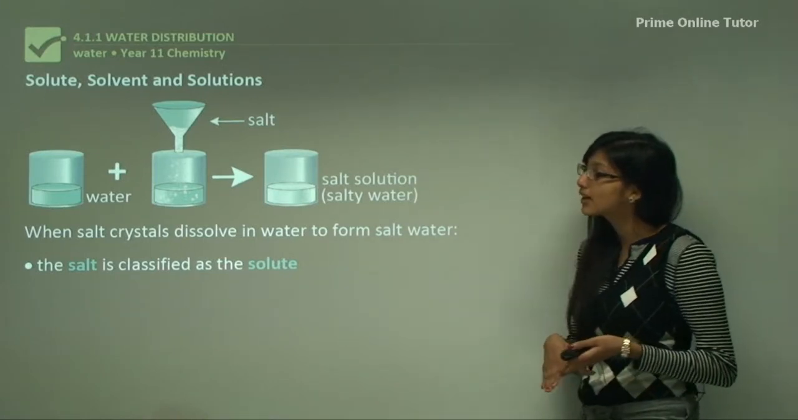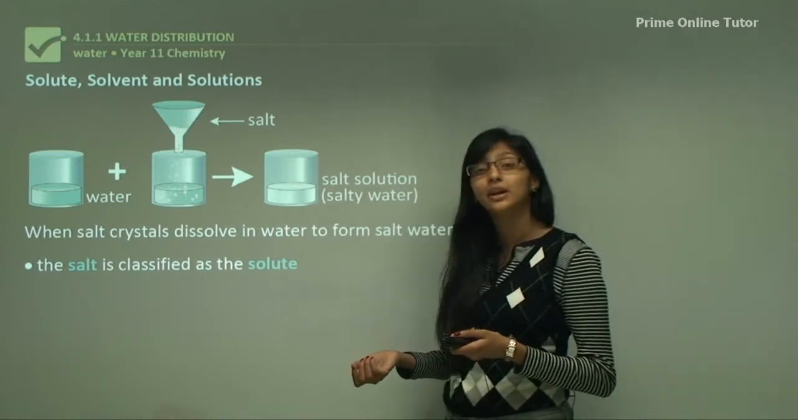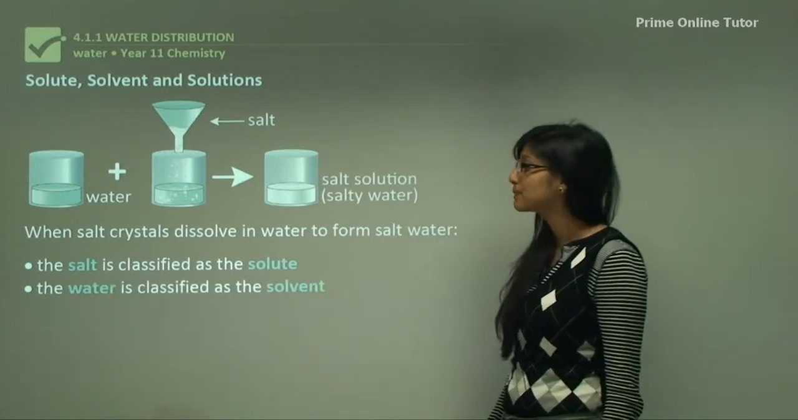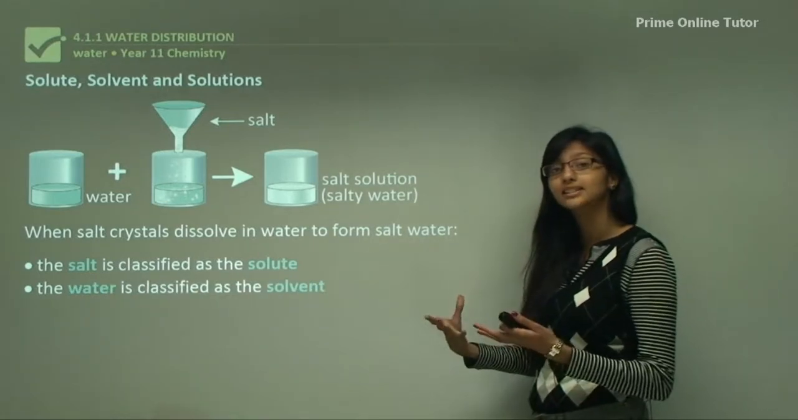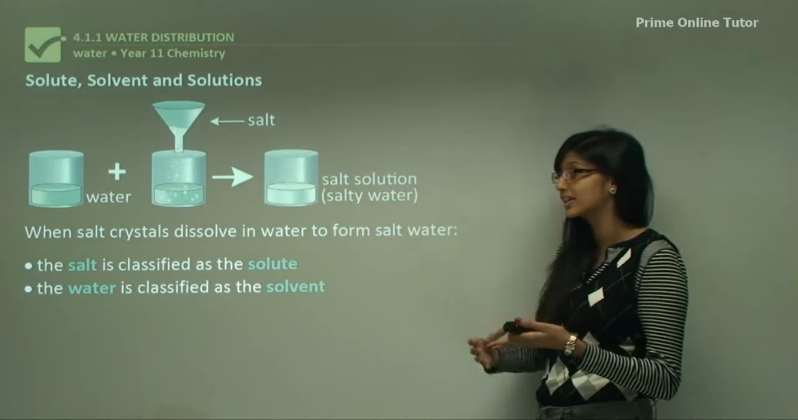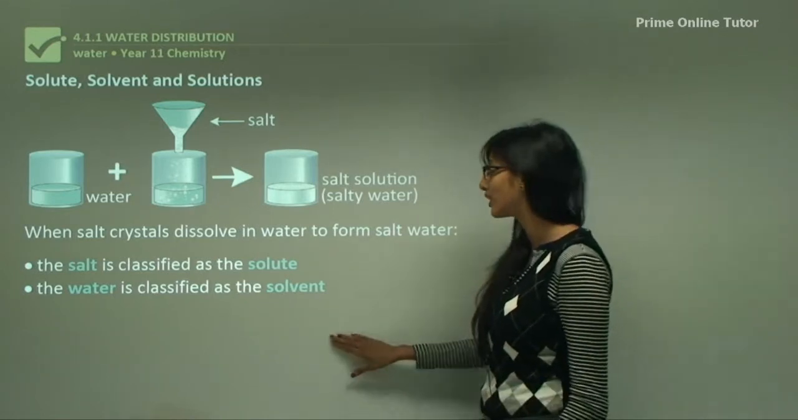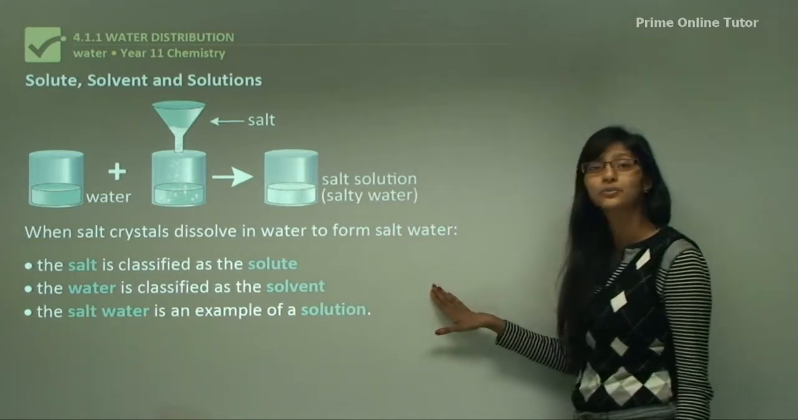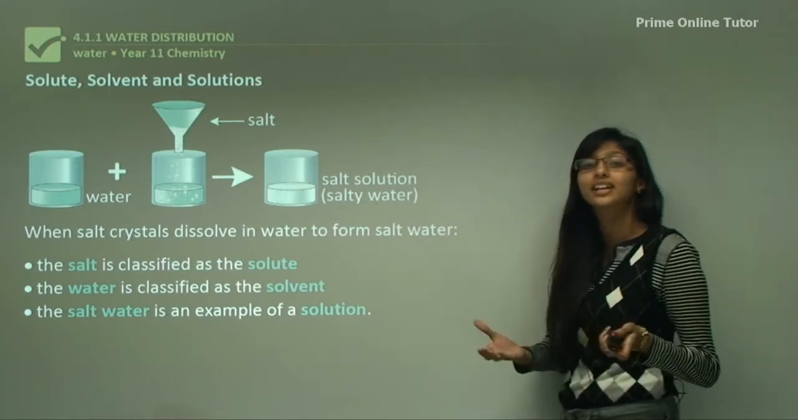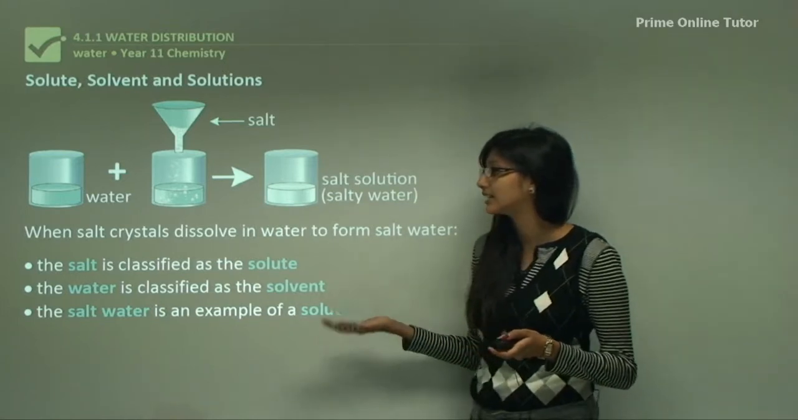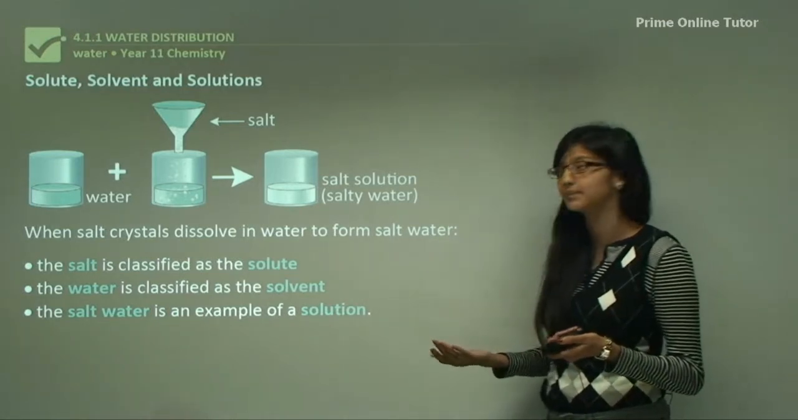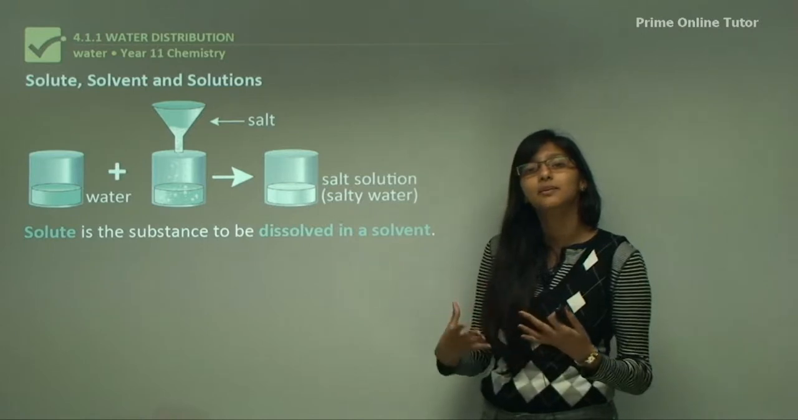So first up, because salt is the substance that we are dissolving in our water, it is referred to as our solute. And because water is the substance that is dissolving the salt, so the salt is actually disappearing in water, so water is dissolving the salt, and therefore we call it our solvent. And the solution that we form, which is a salt solution, so when you do this experiment, you will actually find that you get a clear solution, and that clear solution is called a solution. So your salt water will be a solution. So let's look at these three terms in more detail.